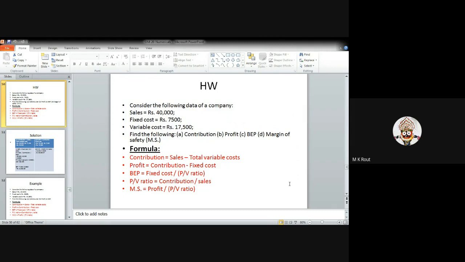In case of margin of safety, it is a relation between profit and profit volume ratio. So here the formulas. Contribution is sales minus total variable cost. Profit is contribution minus fixed cost. Break-even point is fixed cost divided by profit volume ratio. The profit volume ratio equals contribution divided by sales. And the last one, margin of safety, is profit divided by PV ratio or profit volume ratio. Just note down the formula before solving this problem statement.